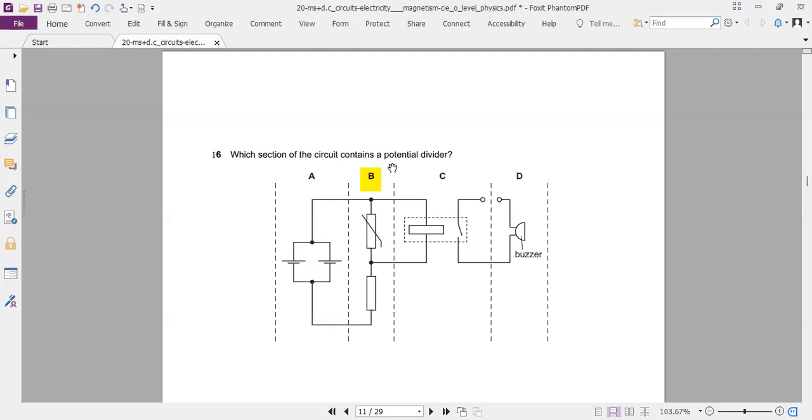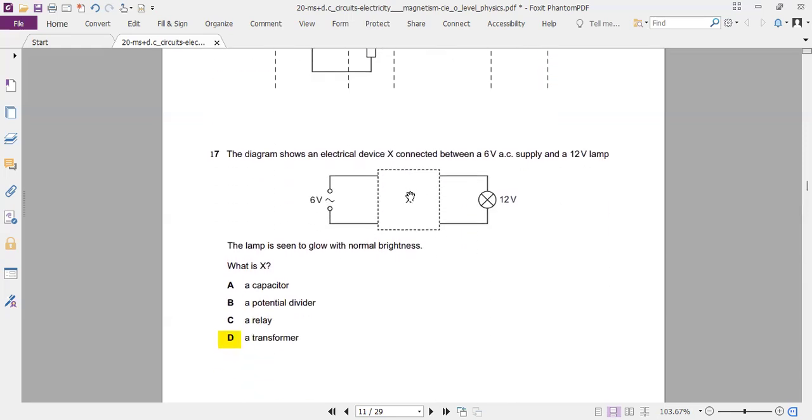In this one, which part is the potential divider? The part which has two resistors in series is a potential divider, and that activates this buzzer by magnetizing this if the current is enough.